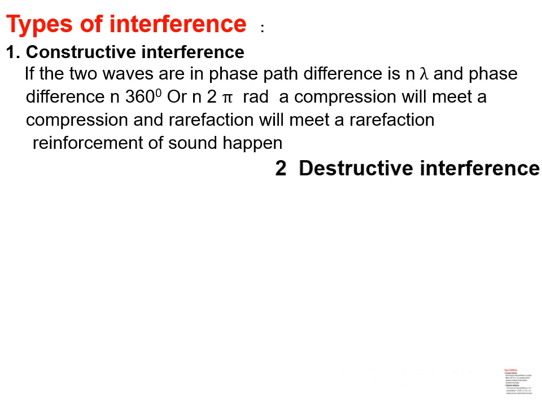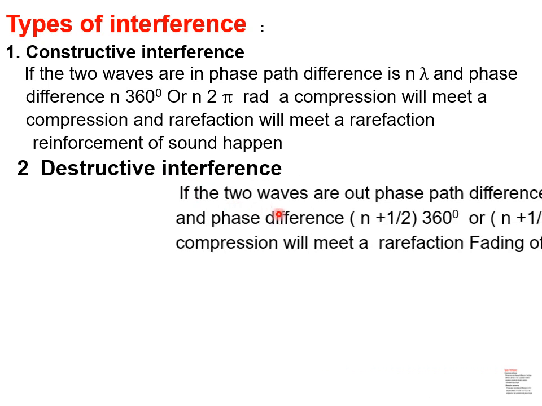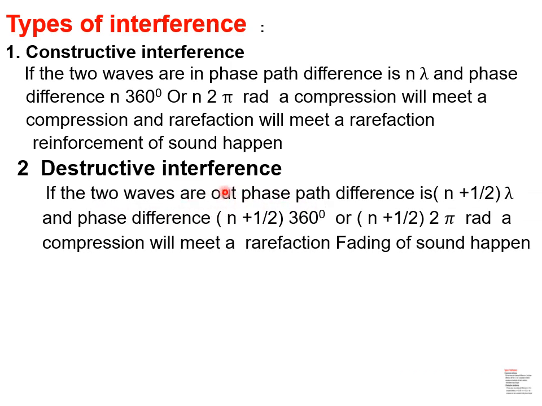طيب second type of interference destructive interference. طيب امتى بقى؟ If the two waves are out of phase. يبقى في constructive the two waves are in phase. طيب في destructive the two waves are out of phase. يبقى there is a path difference between them equal n plus half lambda. N, as we said now, it is integral number, maybe 1, 2, 3 and so on. The path difference between them is n plus half lambda, and phase difference n plus half 360 or n plus half 2 pi radian. A compression will meet a rarefaction, and fading of sound will happen.